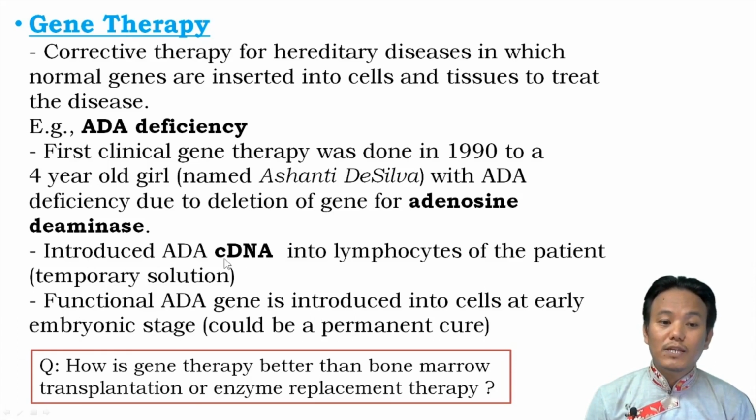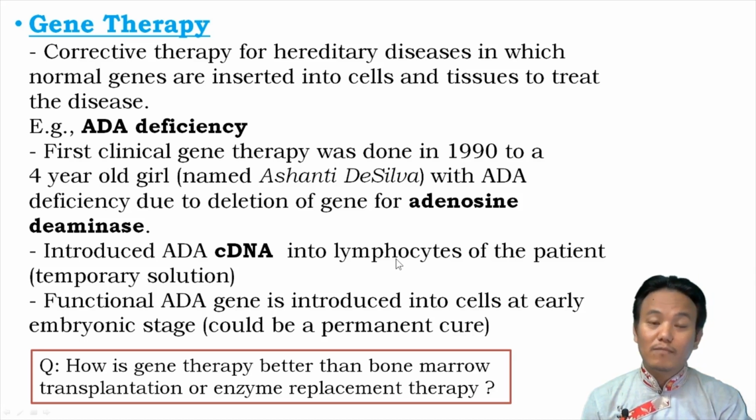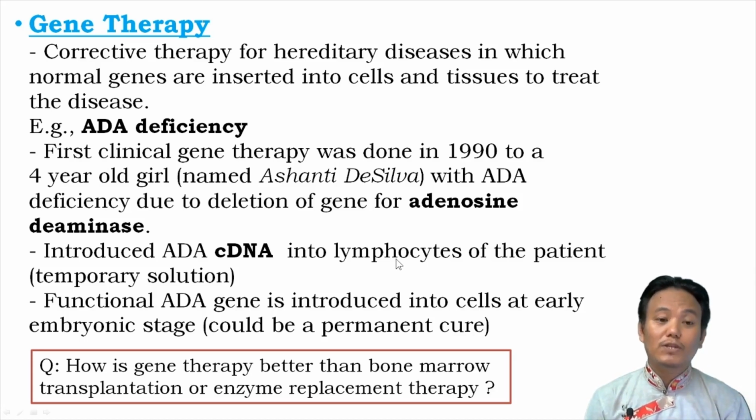Now, this cDNA is complementary DNA. cDNA stands for complementary DNA, and it is produced by the reverse transcription process from the mRNA coding for adenosine deaminase, right? So such kind of DNA can be introduced into the lymphocytes of the patient, cultured in vitro, and these lymphocytes can be injected back into the patient so that the patient can be treated temporarily, right? So as soon as the lifespan of these transformed lymphocytes is over, the patient can revisit the doctor and the process can be repeated.